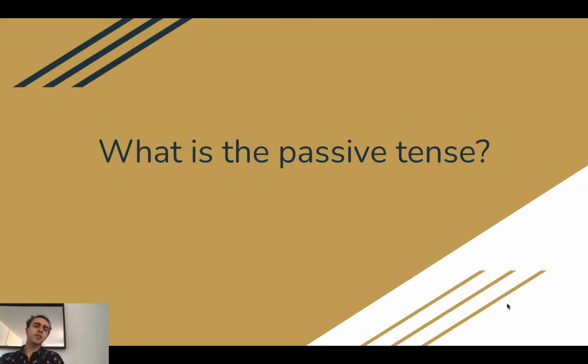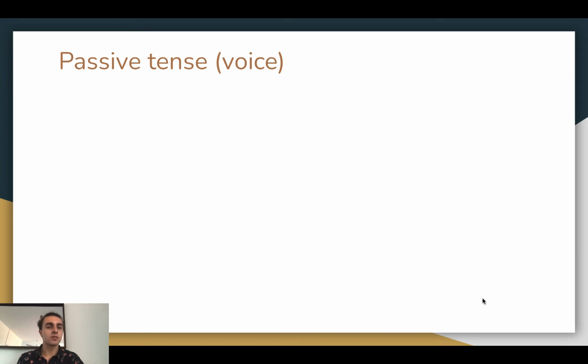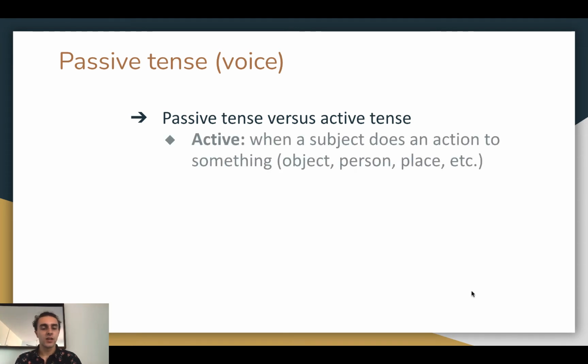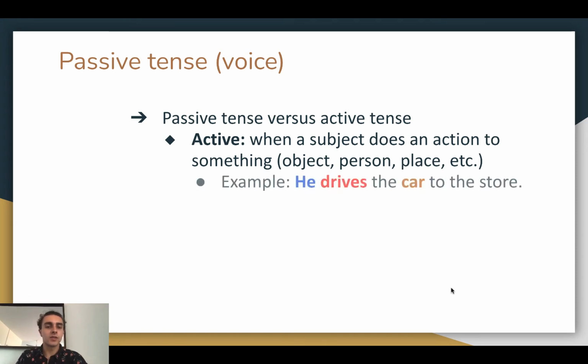All right, so let's get into the video lecture for this week, which is focused on the passive tense. So the passive tense, or voice, there's a difference between the passive and the active tense. Active tense is when a subject does an action to something, an object, a person, a place. An example is, he drives the car to the store, right? We have the subject and he does an action to something else. He drives what? He drives the car to the store. Here the car is the object or the complement, right?